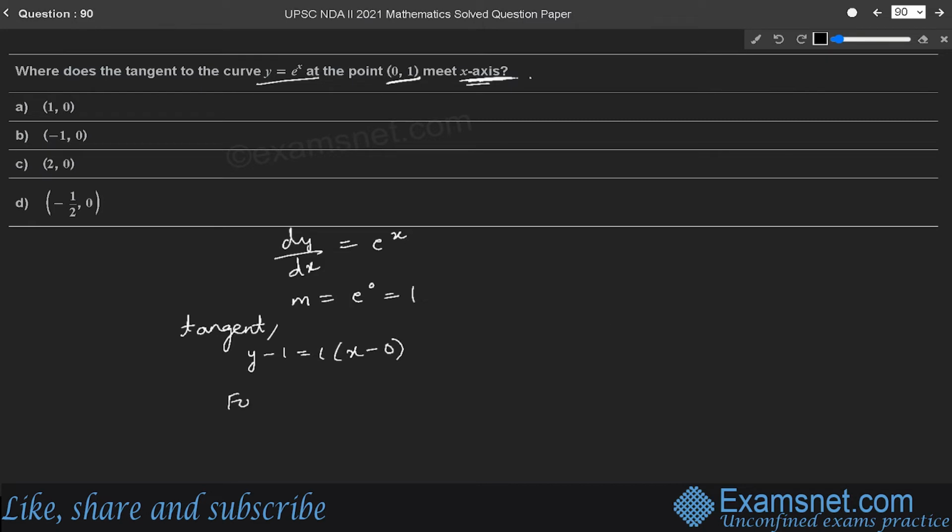Now the question says where it will meet the x-axis. Therefore for the x-axis, y will be equal to 0. So putting y as 0 here, we will get minus 1 is equal to x, or we can say that x is equal to minus 1. So the point will be minus 1 comma 0. This is the point on the x-axis. Therefore option number B is the correct answer, which is minus 1 comma 0.